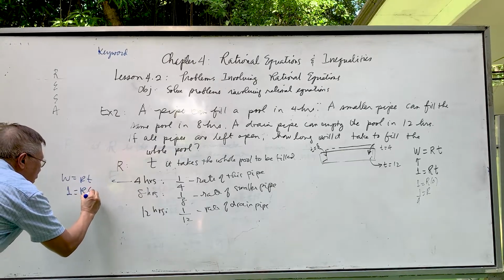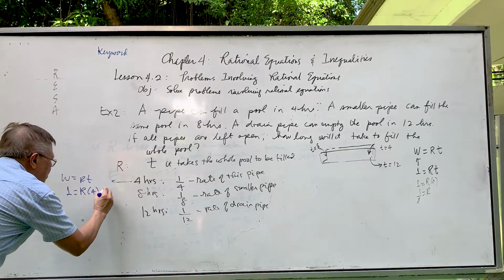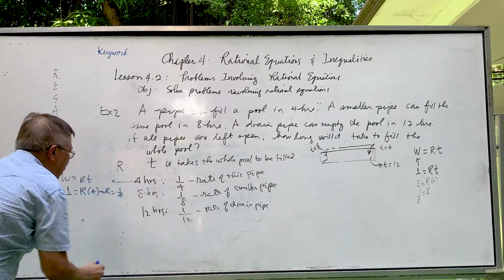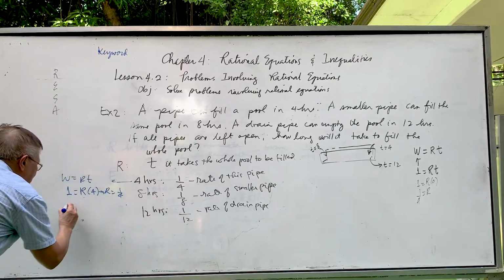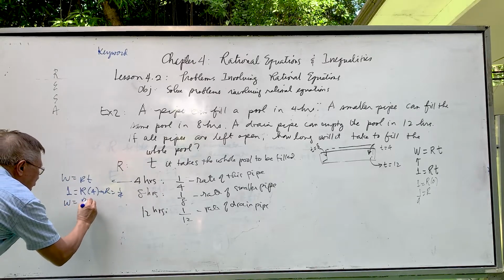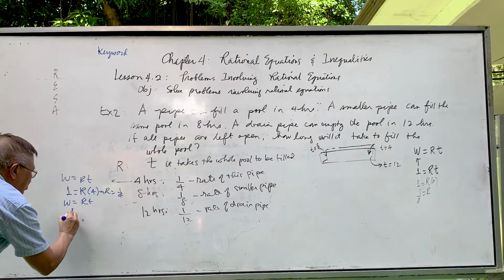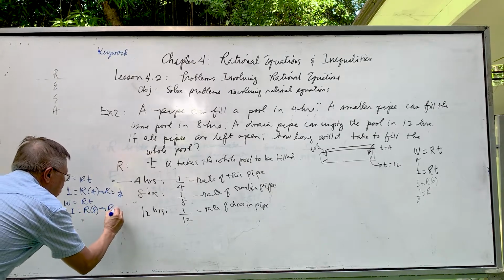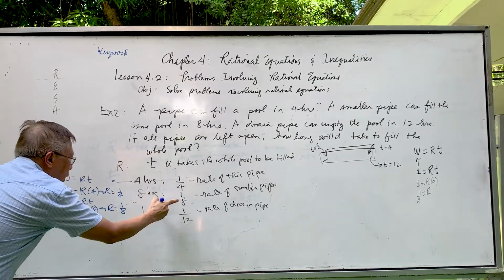In 4 hours, that's a 4. So, this gives me R equals 1/4. That's why we have 1/4 here. What about this one here? The rate here is rate times time. And we get here 1 equals rate times 8. Or, the rate for this pipe will be 1 over 8.